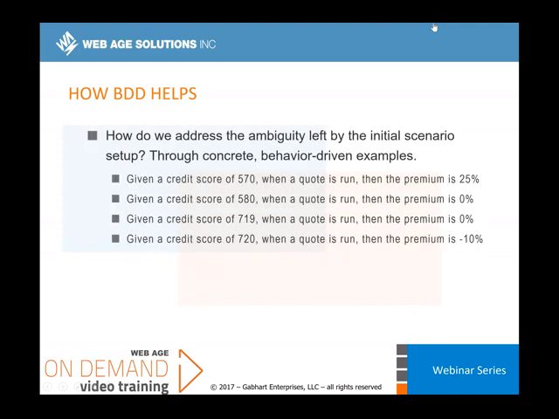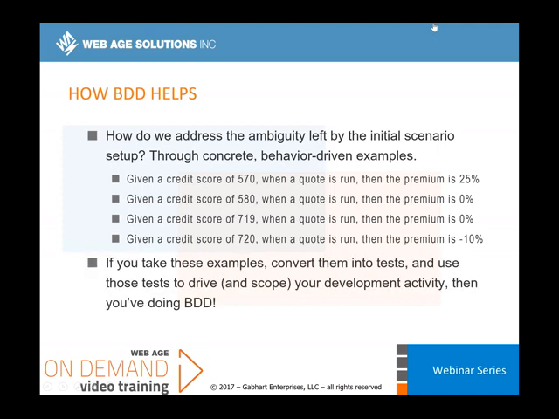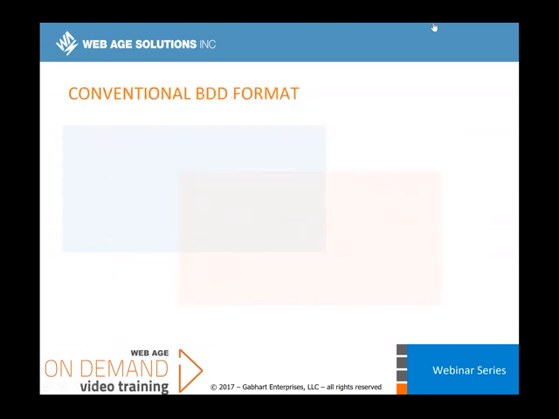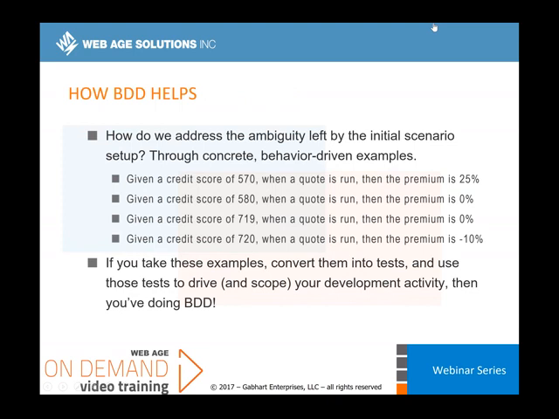And so then from there, you just work out any of the concrete examples that you need to iron out these questions. And so now we have very specific examples of distinct values and what the outcome should be. Now, if you take these examples, convert them into tests, and drive all the development, and for that matter, scope the development work based off of those tests, that's what behavior-driven development is really all about.